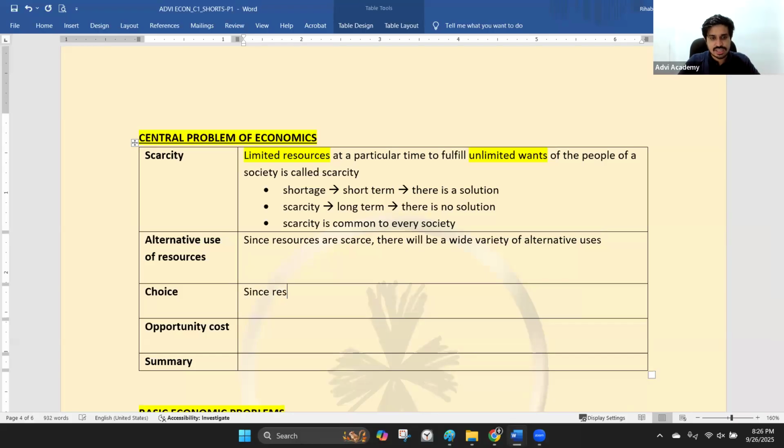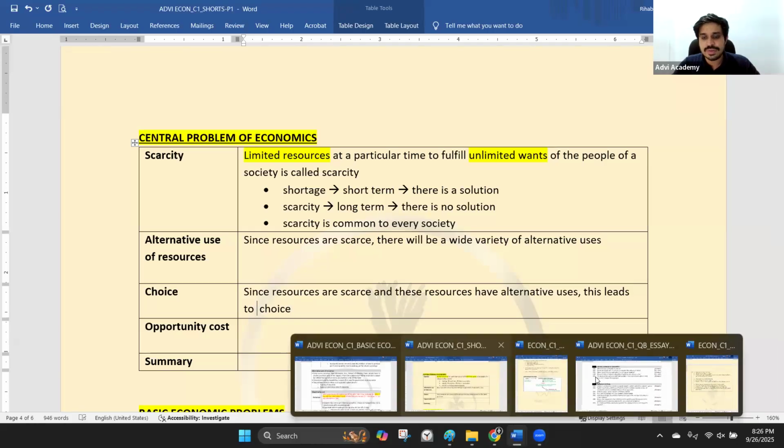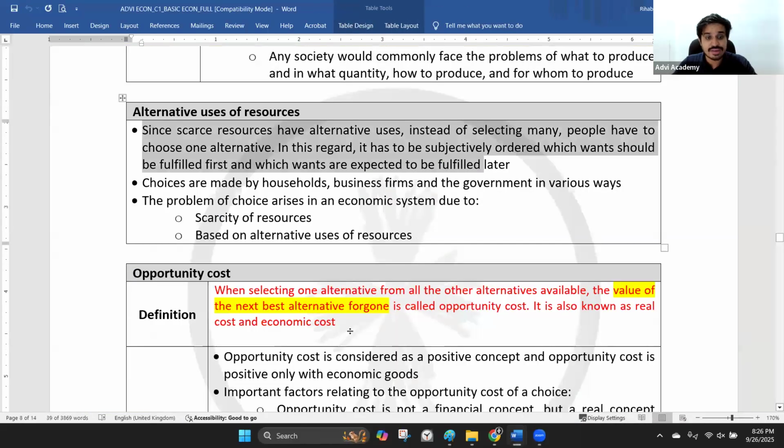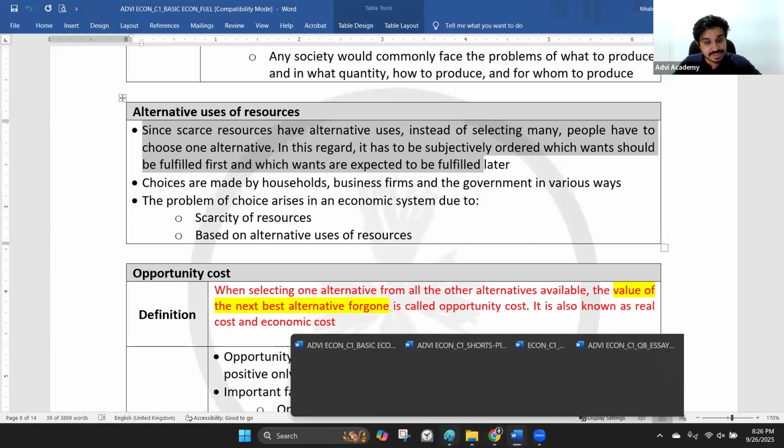Since resources are scarce and these resources have alternative uses, this leads to choice. Now, what do you mean by choice? Since we have only one mango right now with us, okay, simple. Since we have only one mango right now with us, we have to actually make a choice. The problem of choice is created, right?